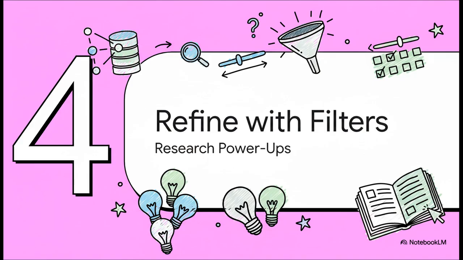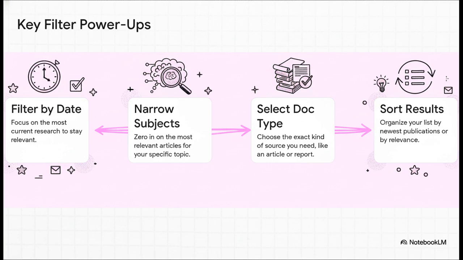Okay, so we've got our search results, but there might be hundreds of them. No problem at all. Now we get to use our research power-ups. These are the filters that are going to help us narrow this huge list down to just the absolute gems. So here are the key power-ups we have. You can filter by how new the article is, narrow down by even more specific subjects, pick the exact type of document you need, and then sort the whole list however you want. Let's see how they work.